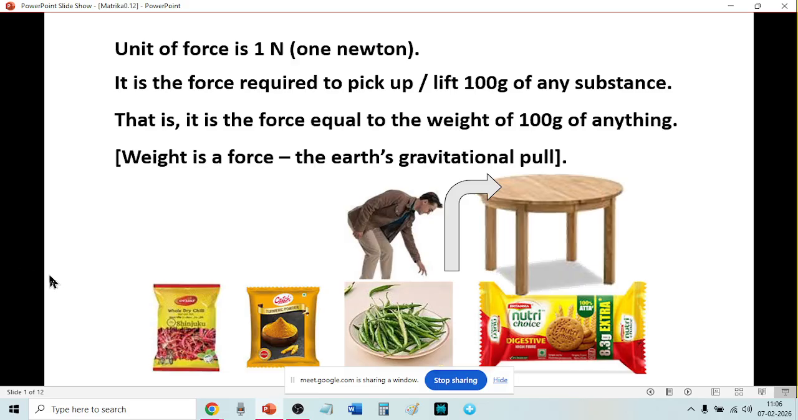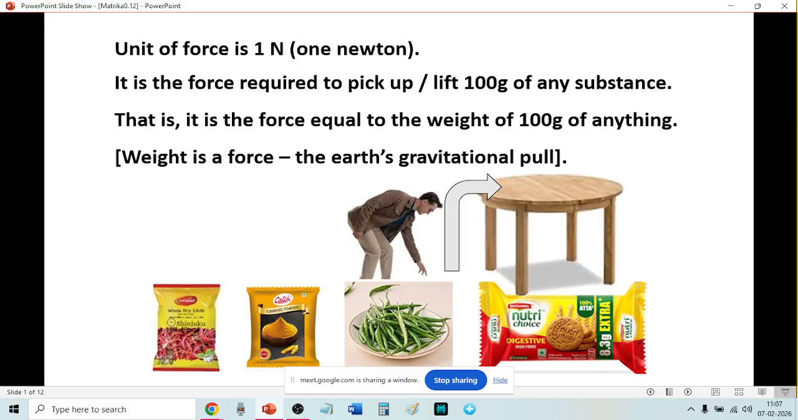What is a force? A force is a push or a pull. No, that is not the full definition. A force is a push or a pull that can change the state of rest, the state of motion, increase or decrease the speed, or change the size and shape of a body. That is force.